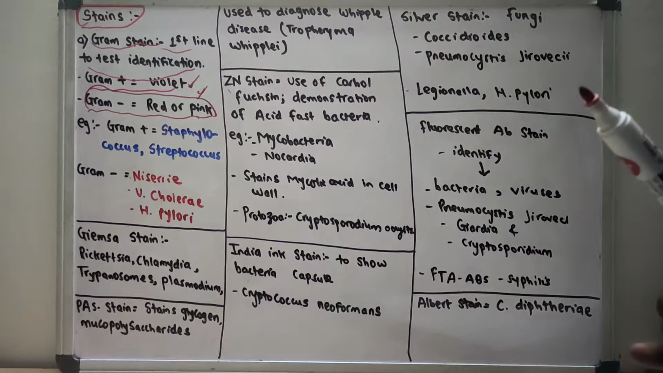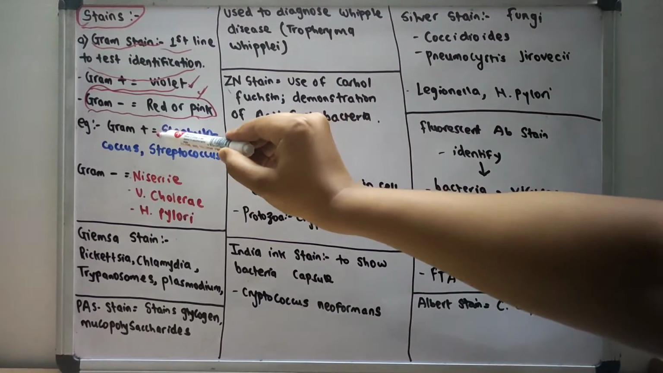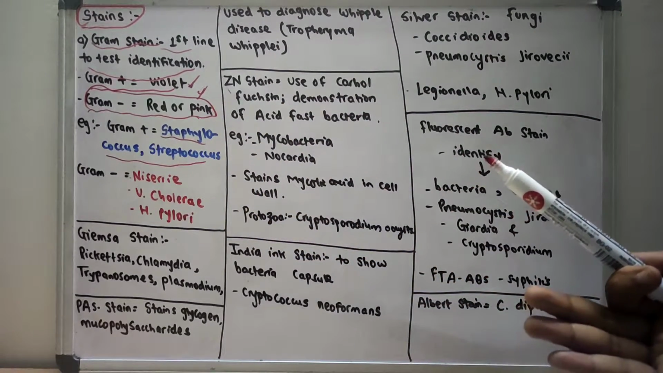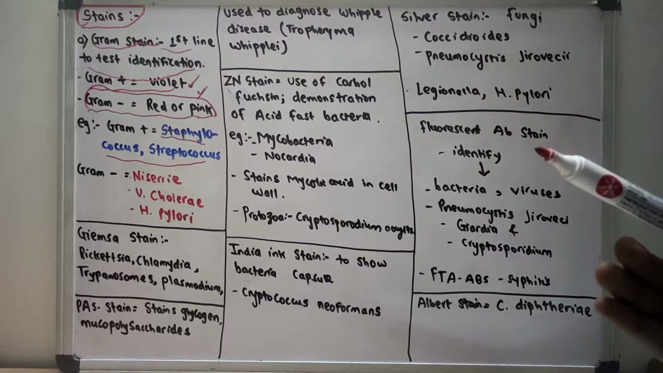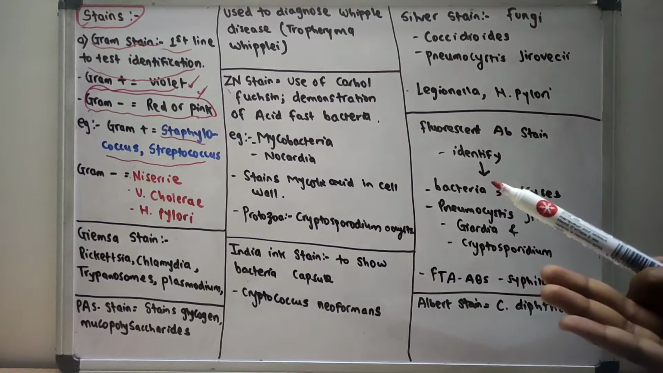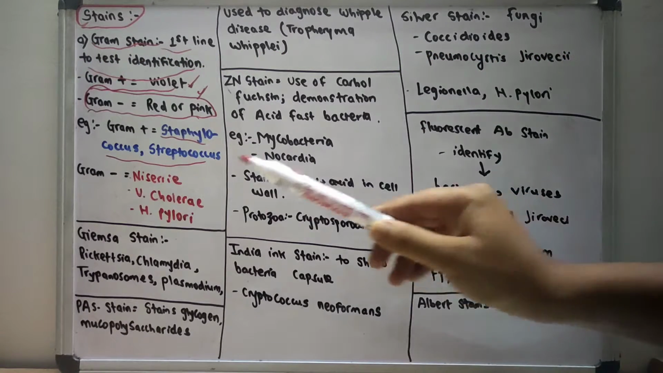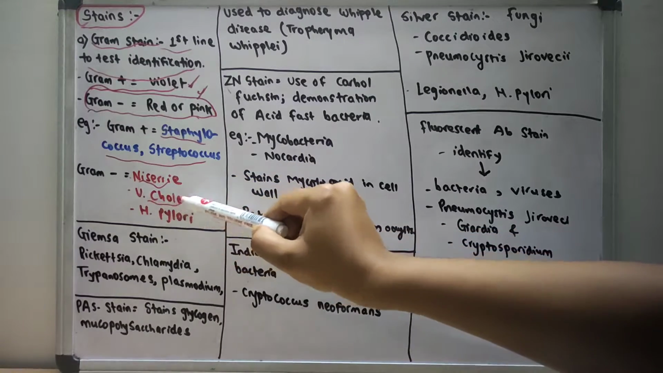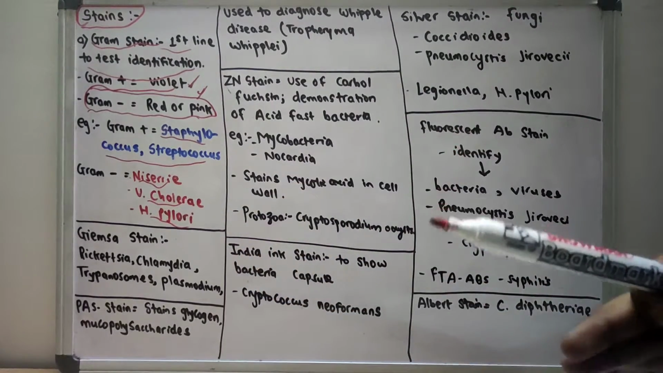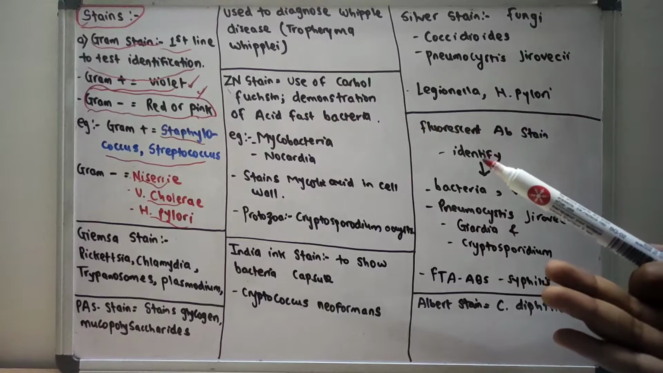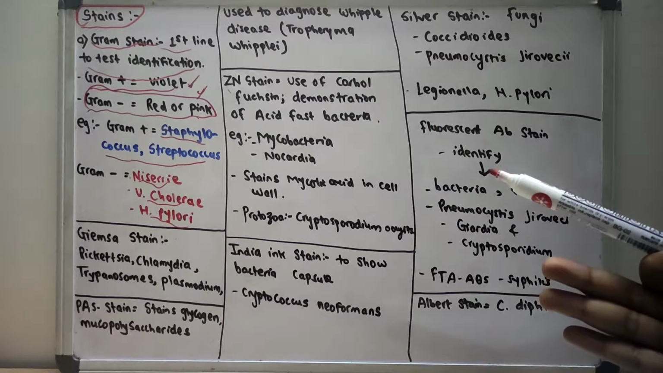So the examples of the gram positive bacteria are Staphylococcus and Streptococcus. You can see in this figure also that those types of bacteria appear violet in color. And the examples of the gram negative bacteria are Neisseria, Vibrio cholerae, and Helicobacter pylori. You can see in this picture that the gram negative bacteria appear pink. Those may be the Neisseria, Vibrio cholerae, and Helicobacter pylori.